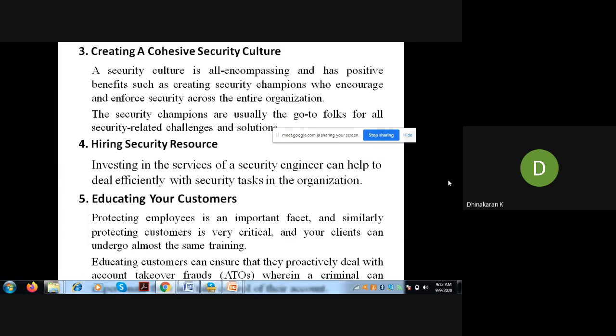Protecting the employees is important, and similarly protecting the customers is very critical, and your clients can undergo almost the same training. That is what I said. If the customers are not aware of how to access the resources, one of the risks we discussed is account takeover fraud. So easily they can catch their information, and then they take over the accounts.